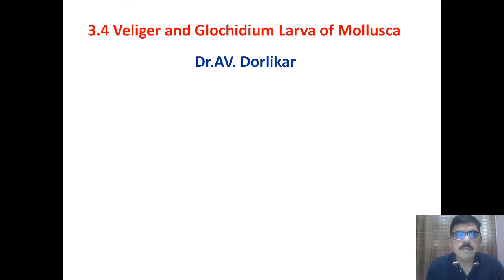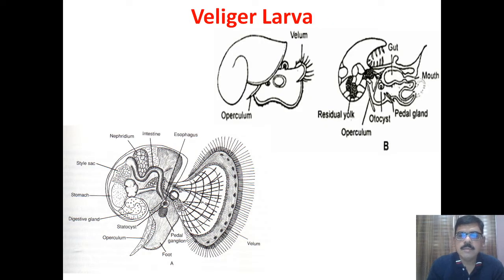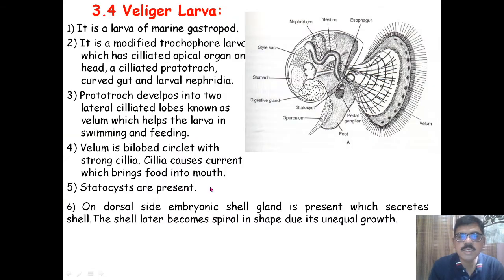Hello everyone. Today we'll discuss topic 2.4, that is the veliger and glochidium larva of the mollusca. The veliger larva of the mollusca is this, and if you observe the structure of this veliger larva, it has a uniform covering of cilia, and this is the velum.